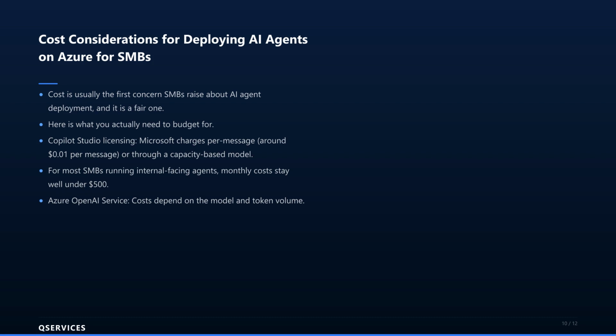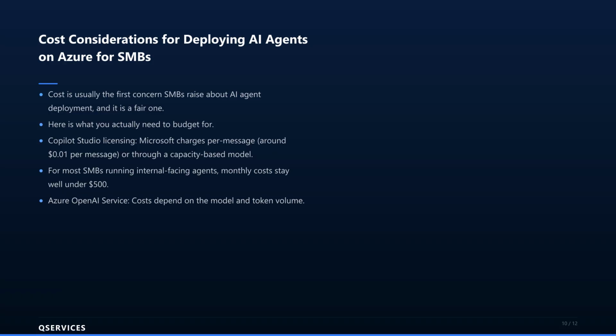Azure OpenAI service: costs depend on the model and token volume. GPT-4o input tokens cost approximately $2.50 per million tokens as of early 2026. A typical SMB document processing agent handling 500 documents per day uses roughly 5 to 10 million tokens per month, putting the model cost in the $25 to $50 range. Power Automate: premium connectors require a Power Automate premium license at around $15 per user per month. For agent workflows running in the background, you may only need 1 or 2 licensed accounts.